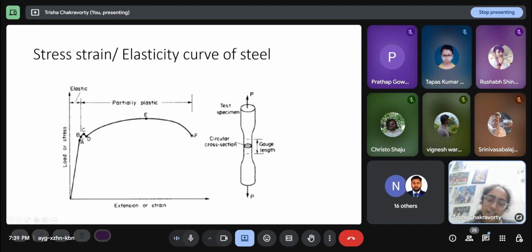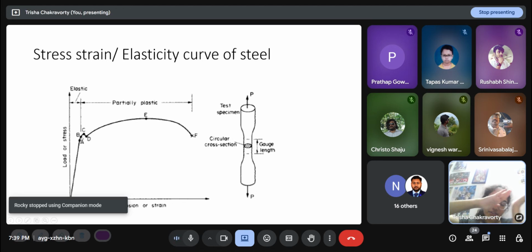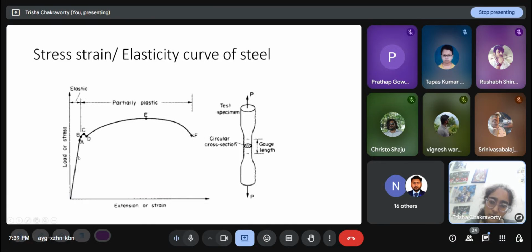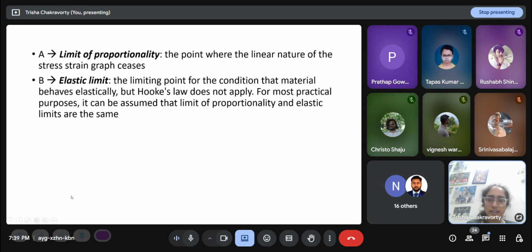I go up to B, I remove the force entirely, the strain again becomes zero, and it traces like this: this is the loading curve and this is the unloading curve. So let's see what it says. Elastic limit is the limiting point for the condition that the material behaves elastically, but Hooke's law does not apply. Elastically means that if I remove the load, the entire strain goes away. And Hooke's law means that stress is proportional to strain. So in the AB region, Hooke's law does not apply. It increases non-linearly.